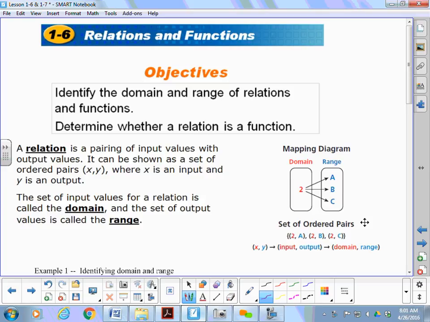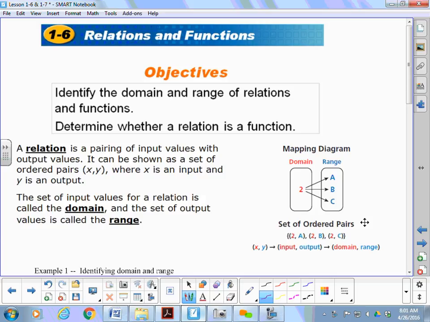Okay, so today we're going to do two lessons: 1.6 and 1.7. All right, 1.6 is relations and functions. We're going to identify the domain and range of relations and functions, and we're going to determine whether a relation is a function or not.